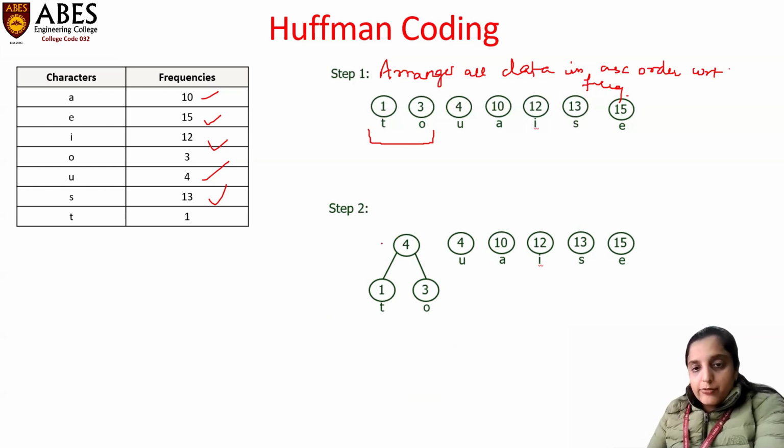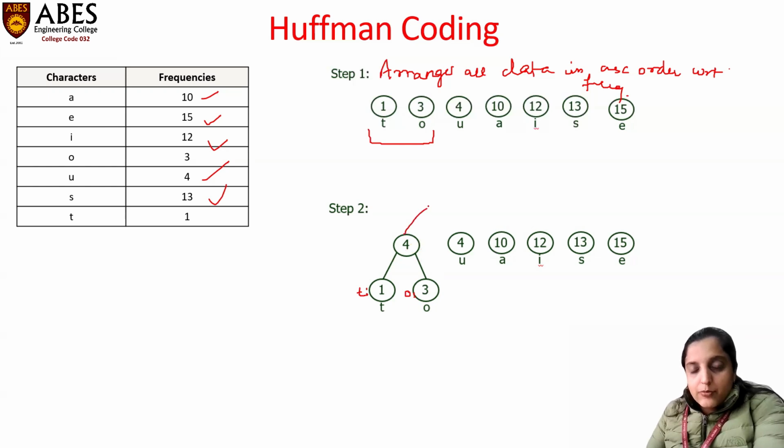So you'll write it like 4, and T's frequency is 1 and O's frequency is 3. Now again you have to sort. Now you can see here, while doing sorting, we got two 4s. But you have to apply stable sorting here. When you apply stable sorting, the value that is given first in the input will be first in the output as well. So your 4 will remain here only.